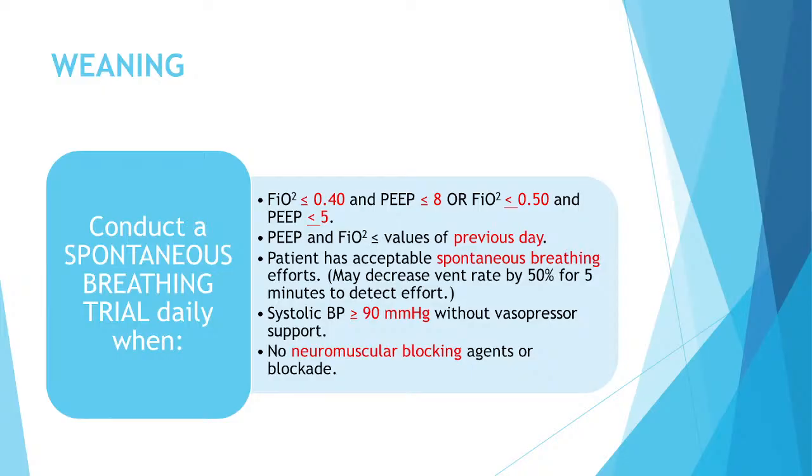Now coming to, now you have started the ventilator, all those things. When will you stop this? So there is something called a spontaneous breathing trial. These are the criteria in which you will consider a spontaneous breathing trial. Like the patient's FiO2 is less than 40% and the PEEP is less than 8, or the patient's FiO2 is less than 50% and PEEP is less than 5. These are all 'and', not 'or'. Everything should be satisfied. PEEP and FiO2 values are less than the previous day, and the patient has acceptable spontaneous breathing. Patient's systolic BP is more than 90 off inotropes, and patient is not on any neuromuscular blocking agent.